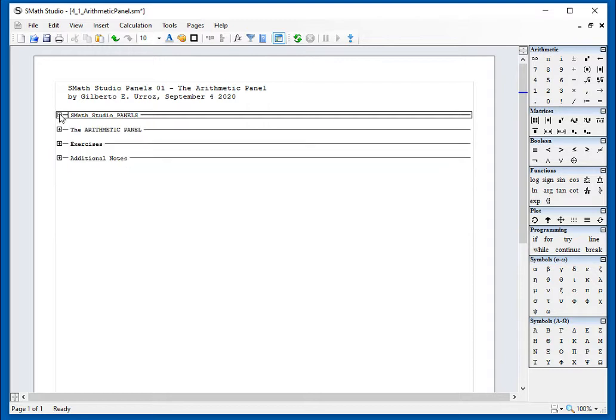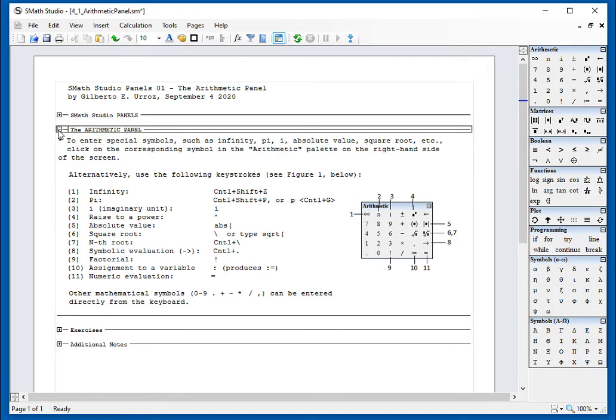The first one of them is the arithmetic panel. And this arithmetic panel includes all the numbers and some special characters like the infinity right here, pi, the geometric constant, I, the unit imaginary number, the plus minus, which allows you to define numbers with plus or minus. There is the power, there is the assignment, or the backspace, sorry, and then you have the plus sign, the minus sign, multiplication and division. You have the use of parentheses, the absolute value, square root, the n-th root, a comma, the symbolic evaluation.